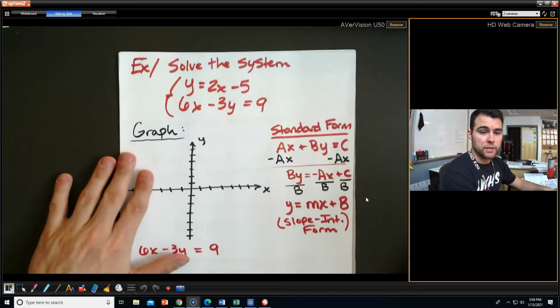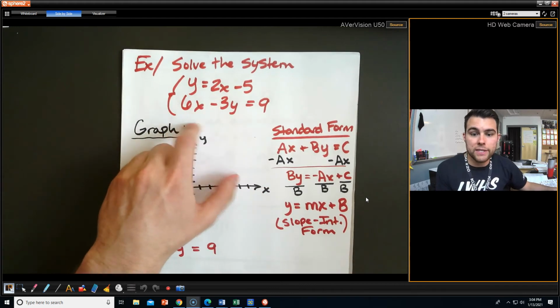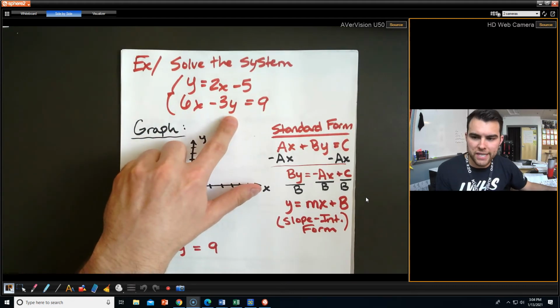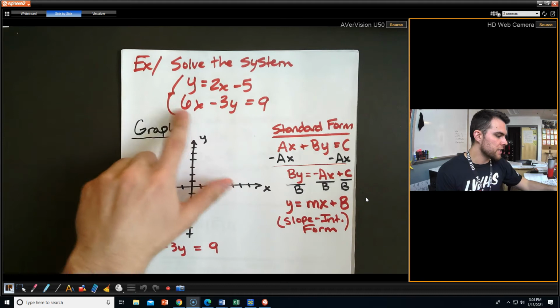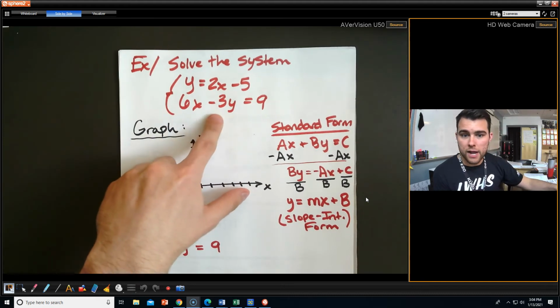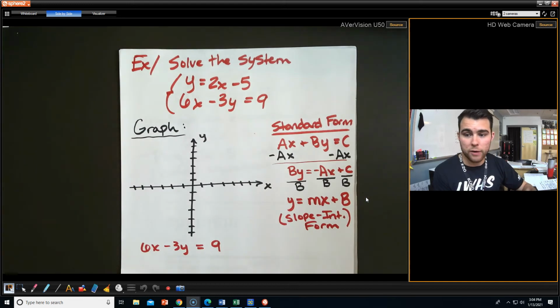Let's solve this system. Yeah, we have y equals mx plus b. That's awesome, but this guy is not awesome, right? That's standard form, we call that. And we can't do much with that, at least not yet, right? Standard form looks like ax plus by equals c. A, b, and c are just numbers, random numbers.